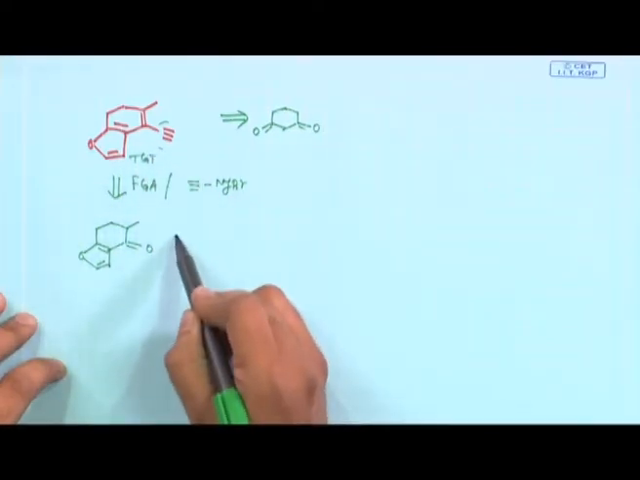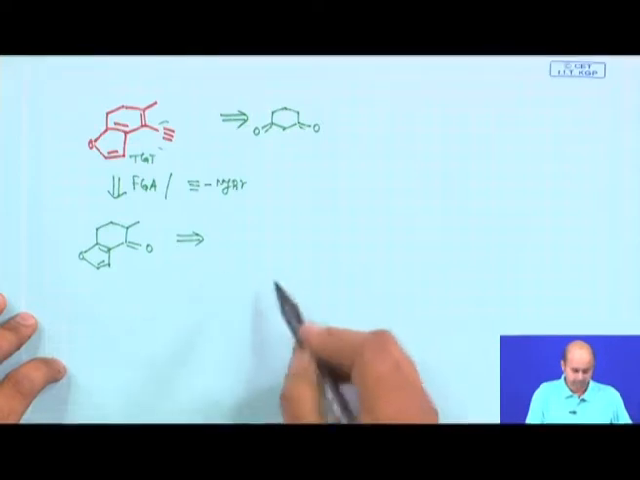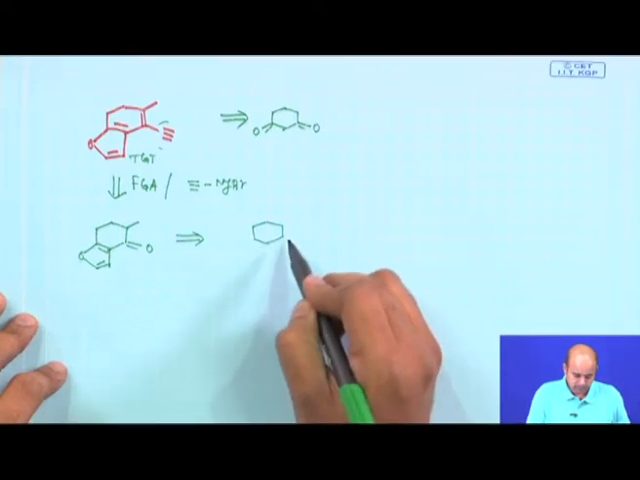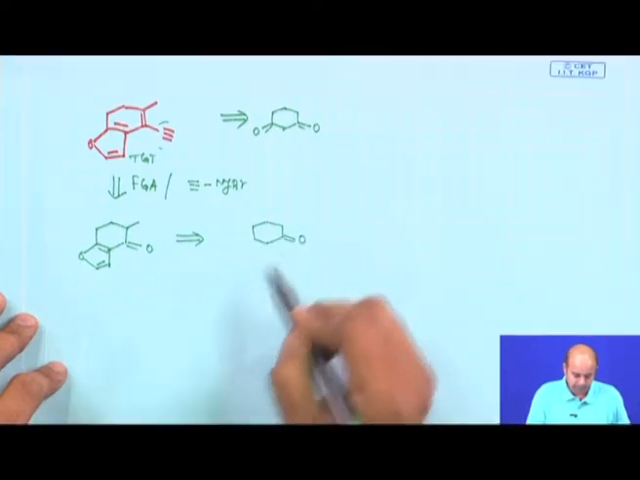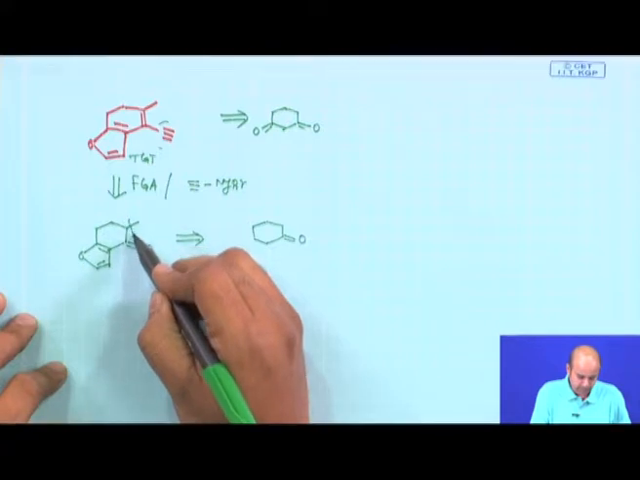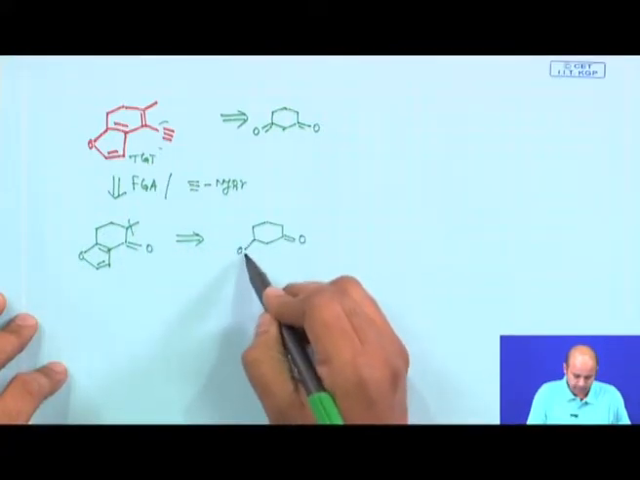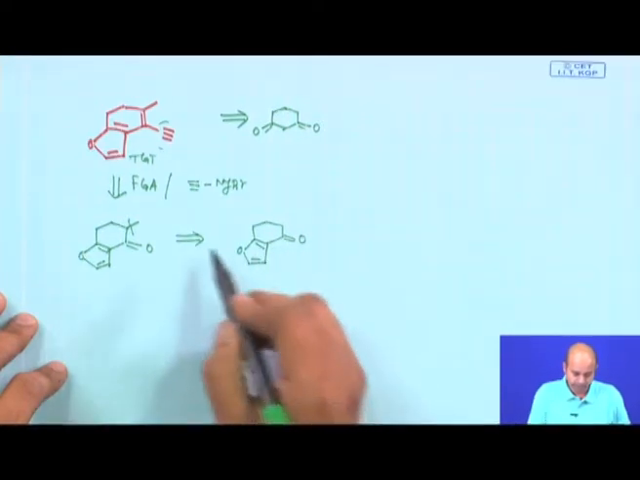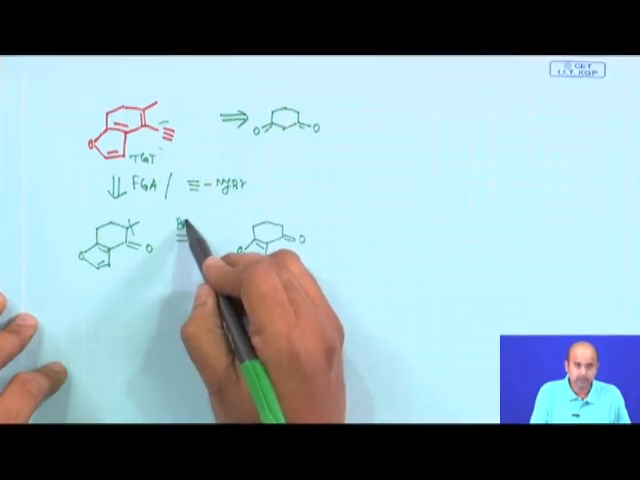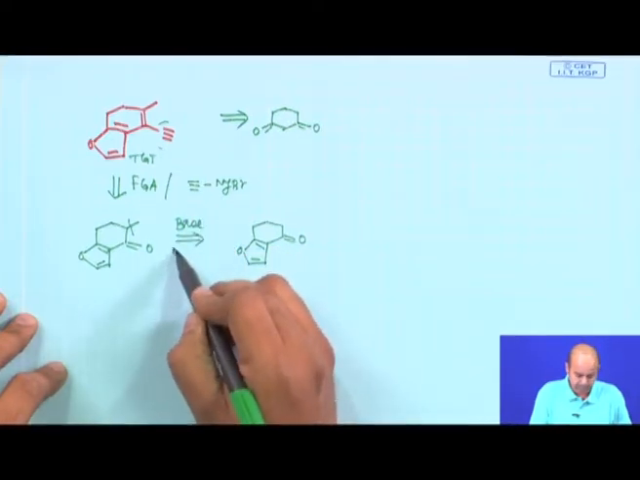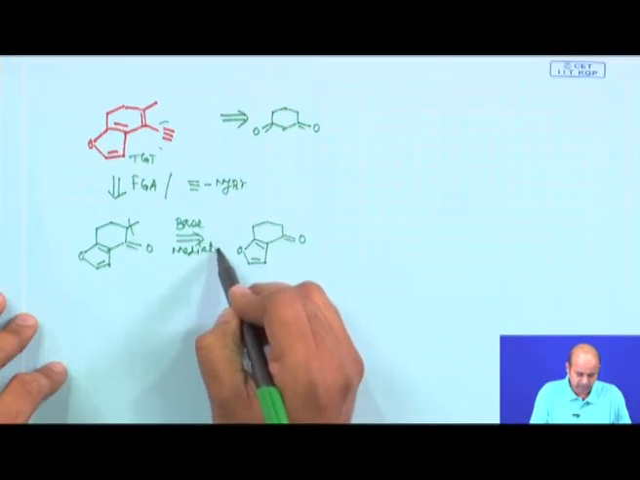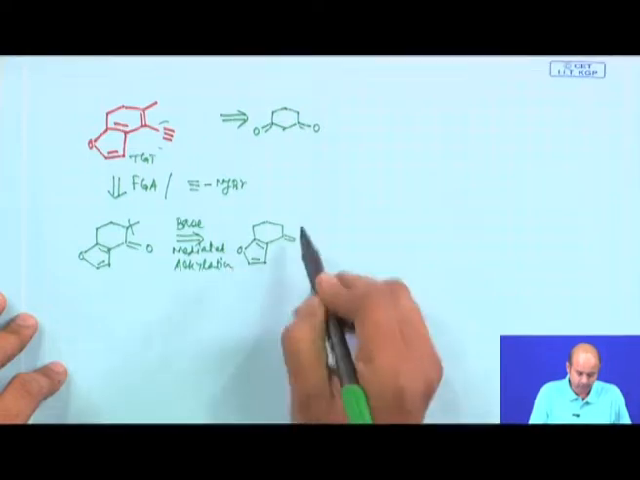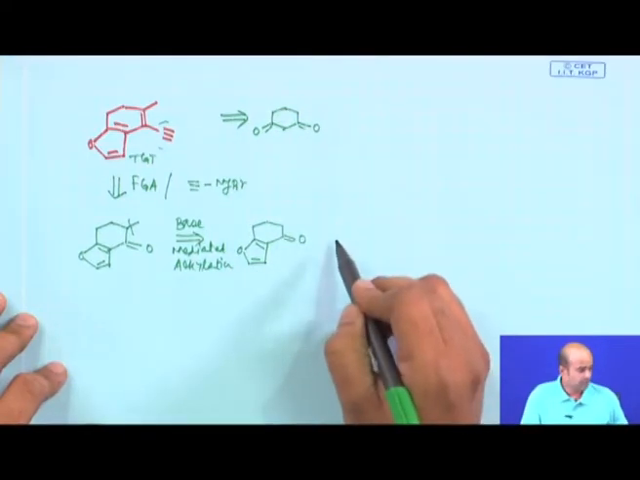So, how can you prepare this intermediate? This intermediate again can be prepared if you disconnect this methyl group, which will be introduced at this stage, and the remaining part is similar. So, you are basically doing a base mediated alkylation with methyl iodide as an electrophile. This is one of the starting materials.